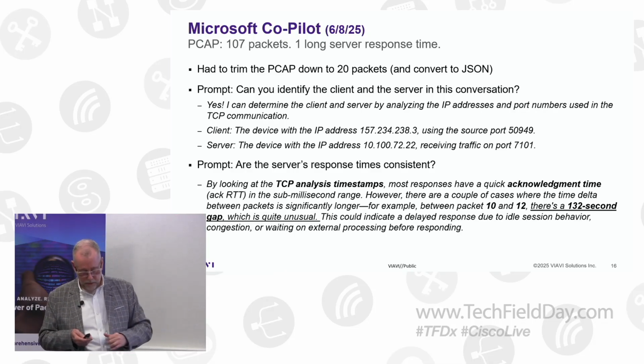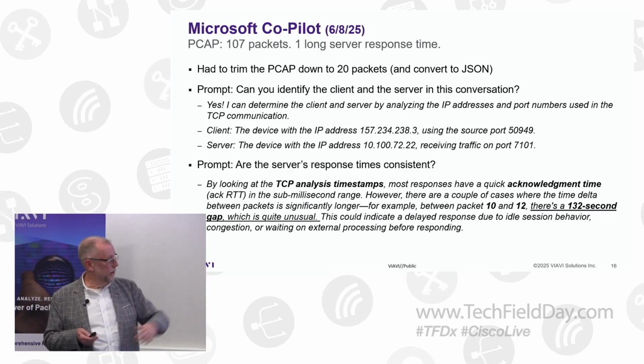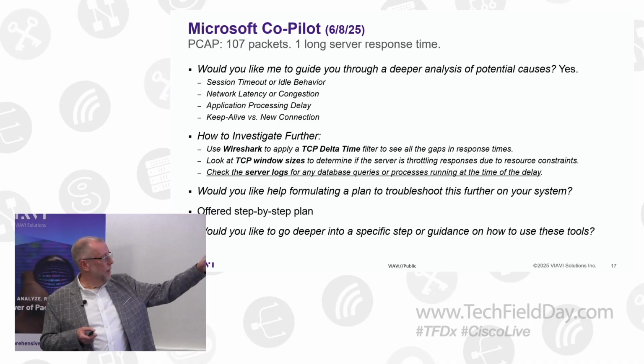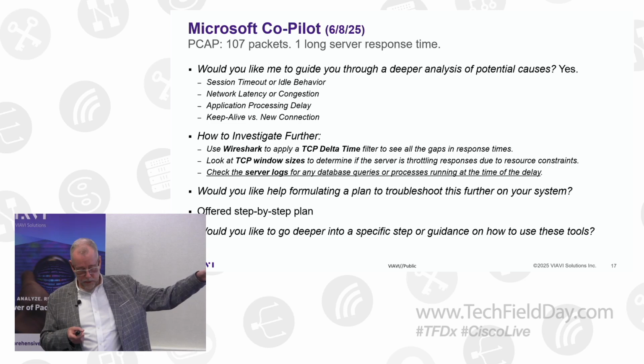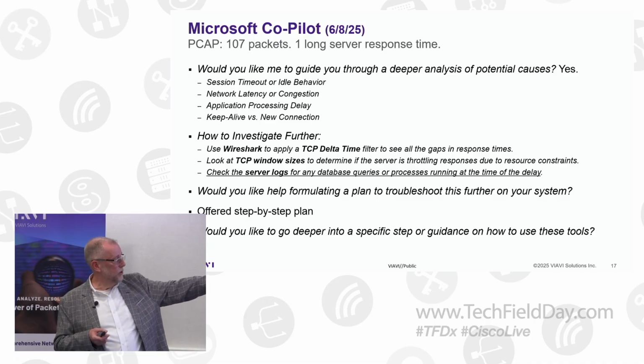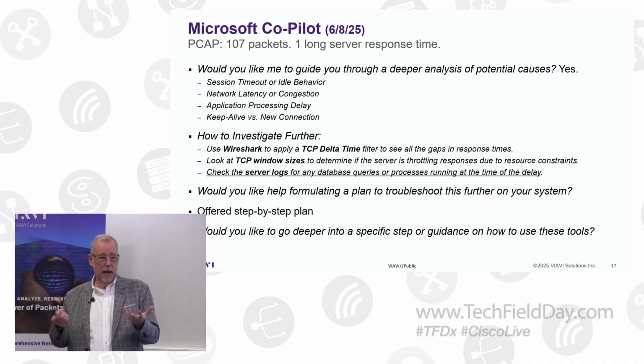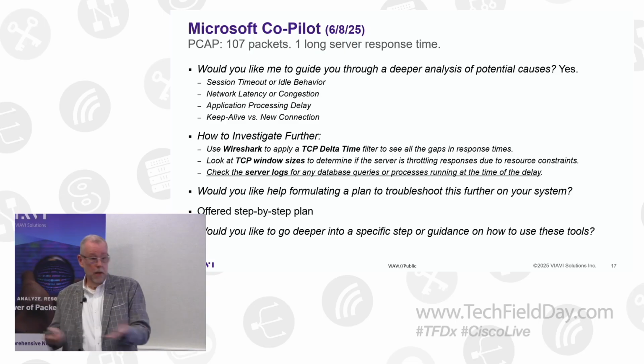It found the client and the server. It immediately said, 132-second gap, you ought to go look at. Okay, totally redeemed yourself. Then it gave me pages of information about session timeout, network latency, keep alives. It suggested using Wireshark. It suggested, bonus points, check the server logs for database queries or processes running at the time of the delay. Just good practical advice. You've got this big gnarly delay on the server side. Go see what the server was doing. Love this. So I got over my initial frustrations.